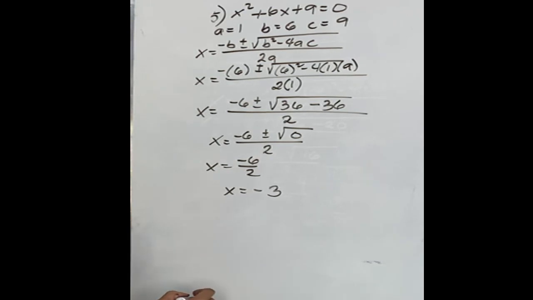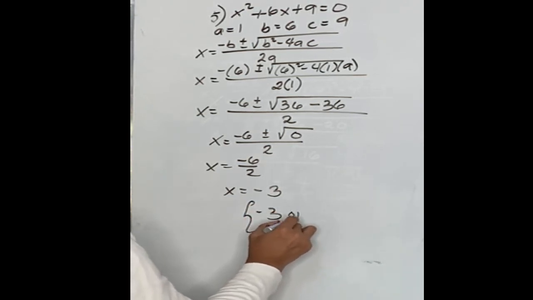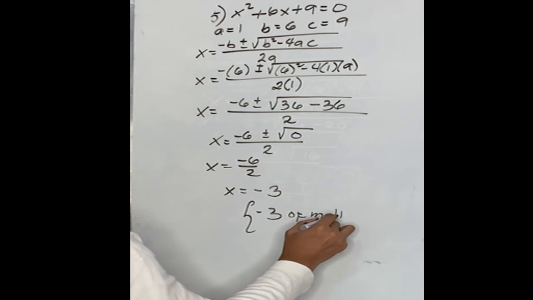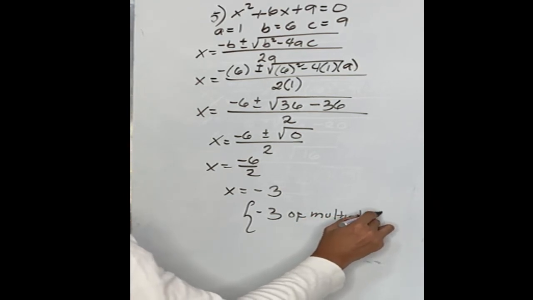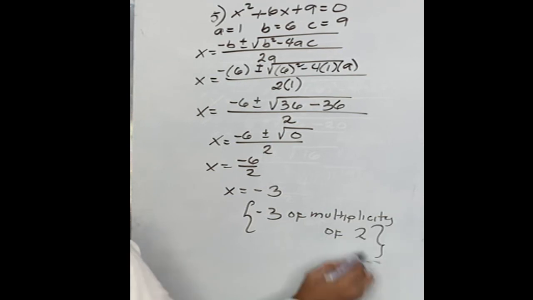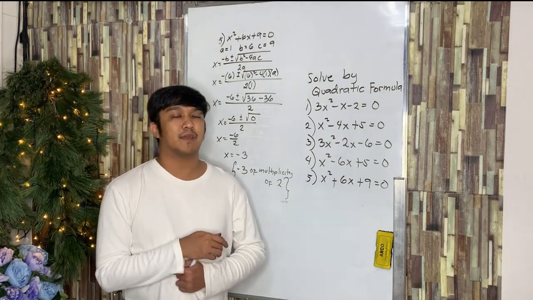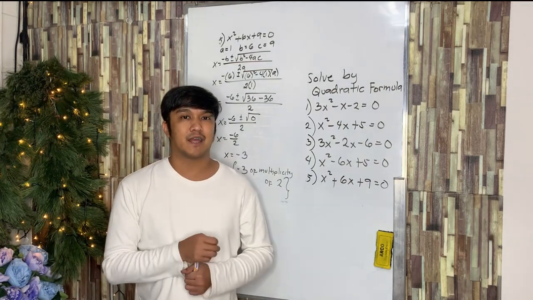Since we are having one real solution for our equation, the solution set will be negative 3 of multiplicity 2. I hope you get 5 over 5 in our practice exercises.